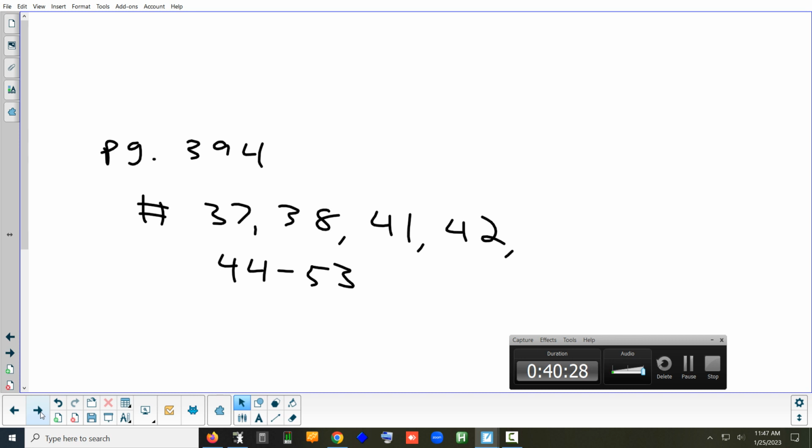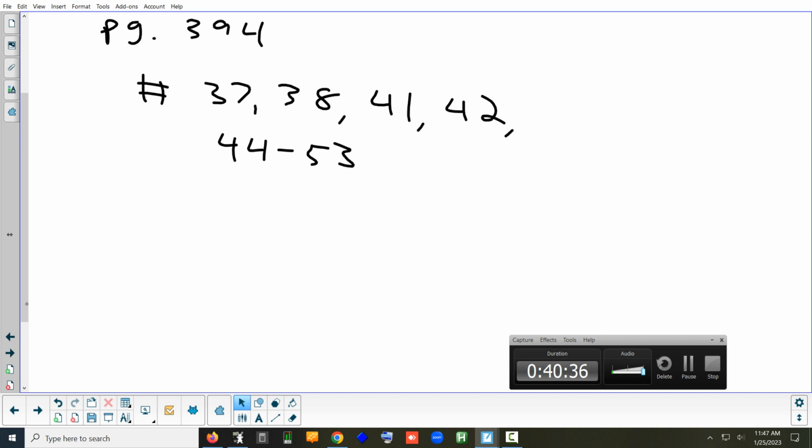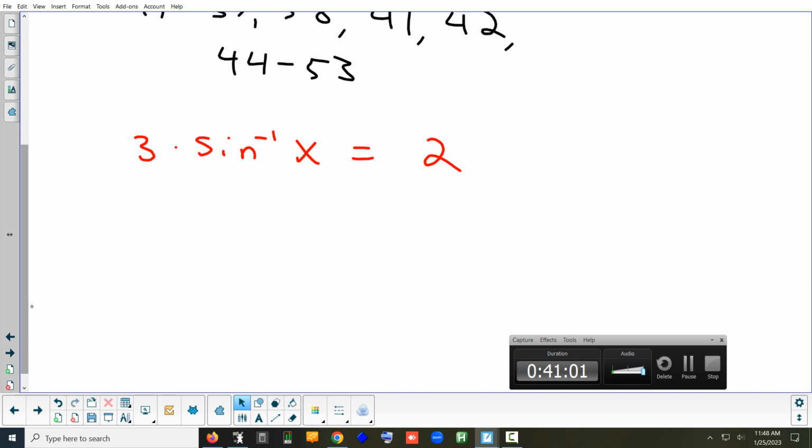Maybe I should talk about one of those. What if you had something like this? 3 times the inverse sine of x equals 2. And you're trying to solve for x. What would be your first step to solve something like that for x? Divide by 3.